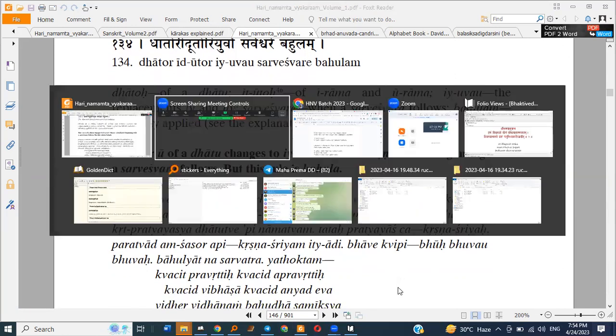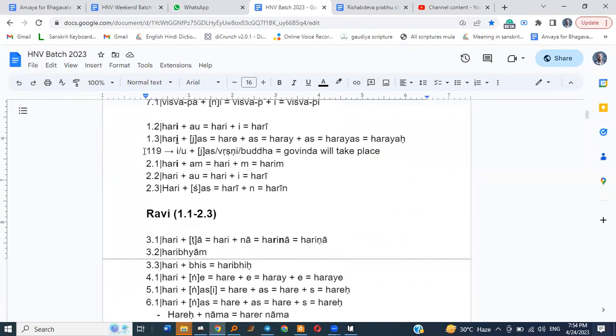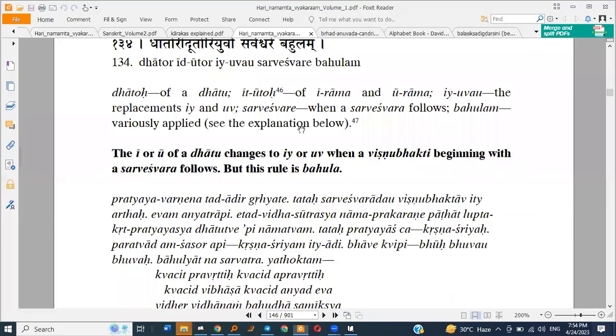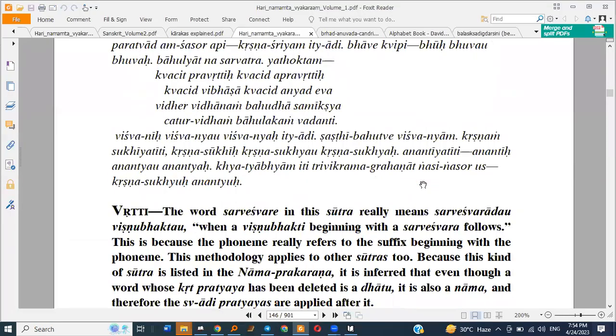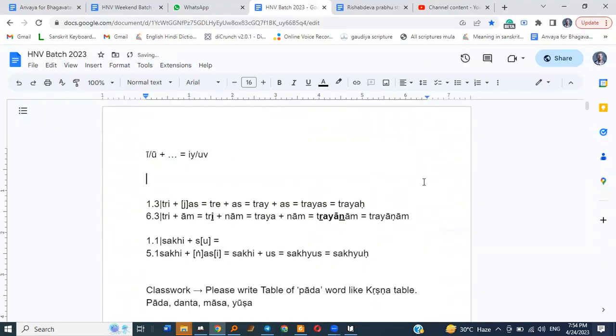So what happens is, if we have Trivikrama E or Trivikrama U, a word ending with Trivikrama E or Trivikrama U, and we have a Vishnu Bhakti following which begins with the Sarveshwara, then what happens? The Trivikrama E changes to Iya, or if it's U, then it changes to U. So let's see. Krishna Shri is there.